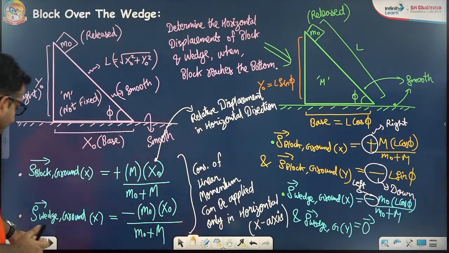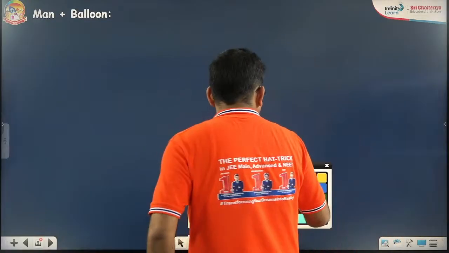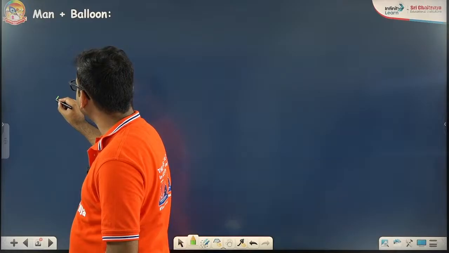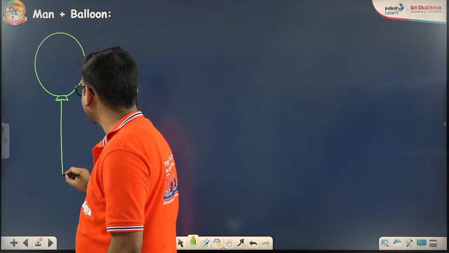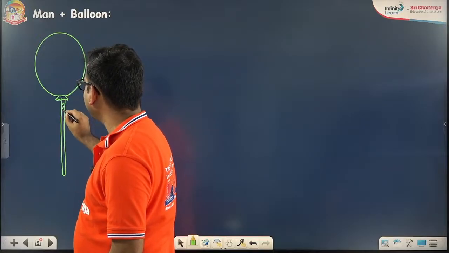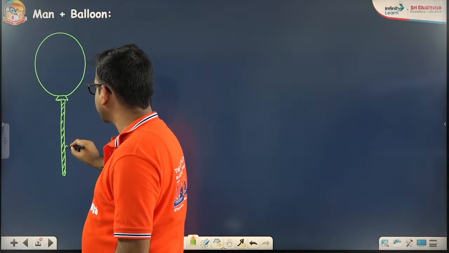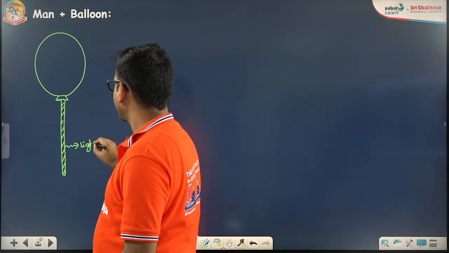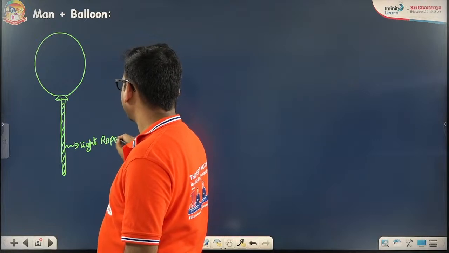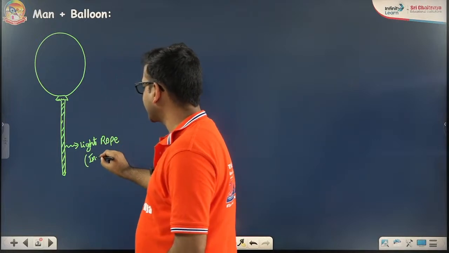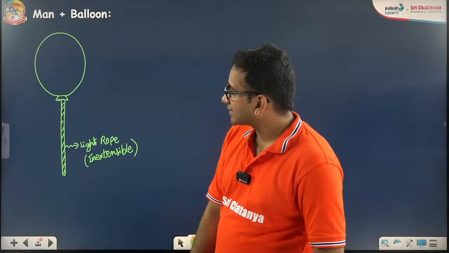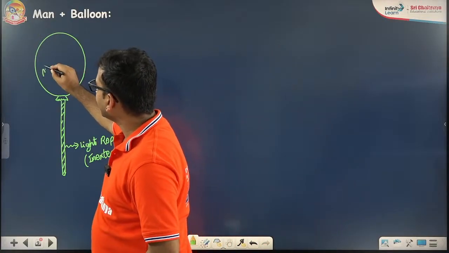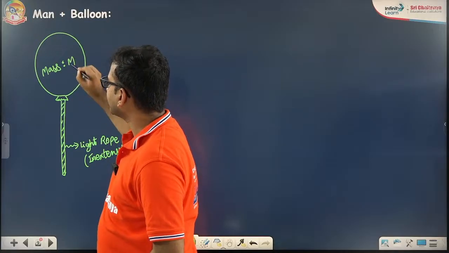Now, let me take you towards the next, that is the man plus balloon problem. In this situation, there is a balloon over here, and this is a very light rope, inextensible, like an ideal string, massless and inextensible. The mass of the balloon is capital M.